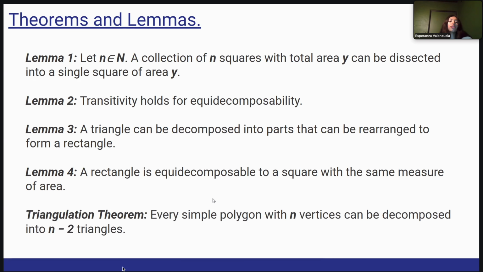And lastly, the triangulation theorem states that every simple polygon with n vertices can be decomposed into n minus 2 triangles. So for a quick example, we have a square with 4 vertices, so we can decompose it into 2 triangles.